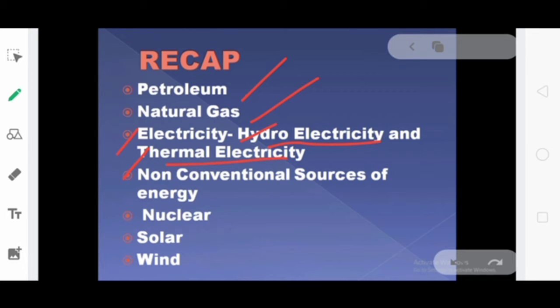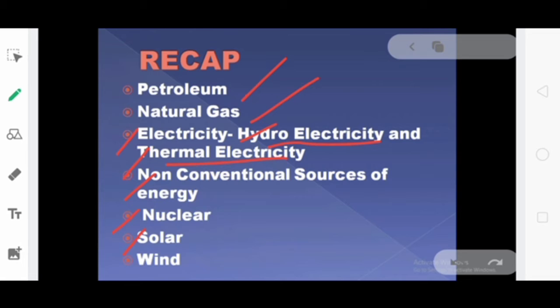Then we went on to discuss different non-conventional sources of energy. The renewable energy sources like solar energy, wind, tide, biomass and energy from waste material are called non-conventional sources of energy. We started discussing nuclear. Nuclear energy is obtained by altering the structure of atoms. Uranium and thorium are used for generating atomic or nuclear power.